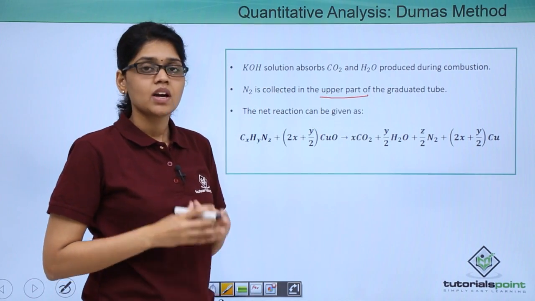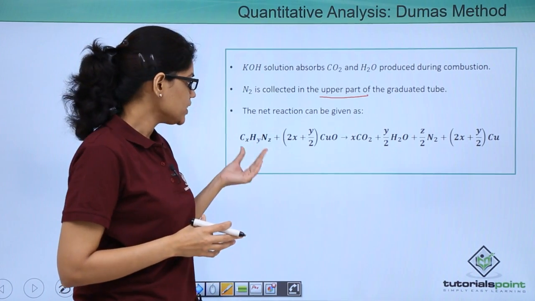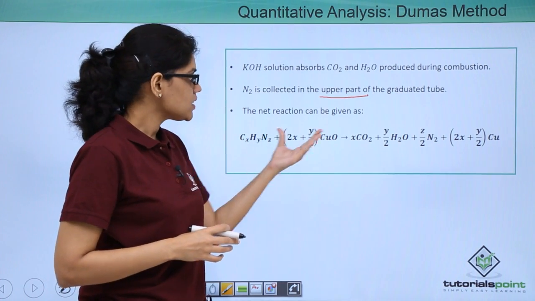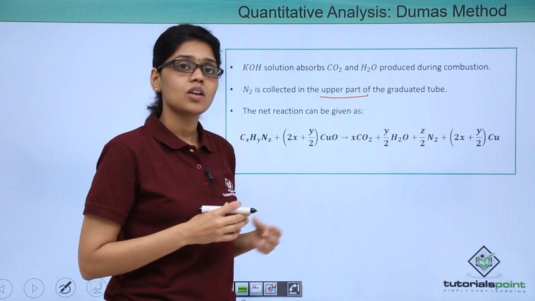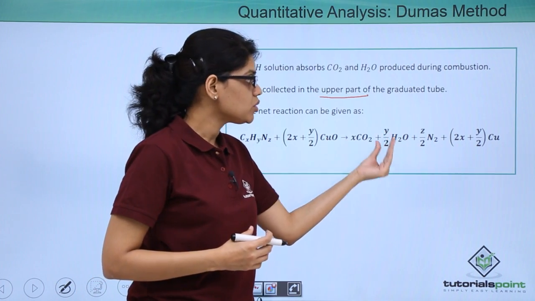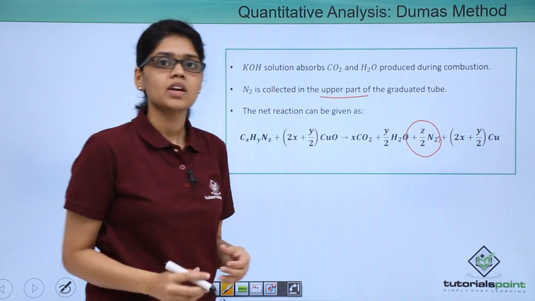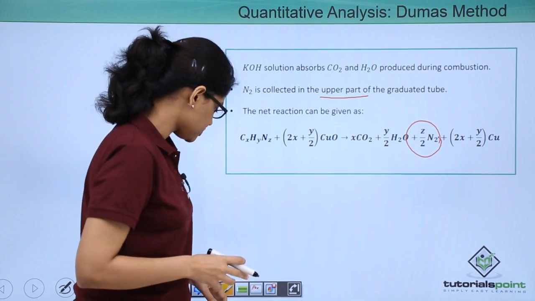Now the net reaction would look something like this, where we have our organic compound with the formula CxHyNz, and when this is heated with copper oxide, which gets reduced to copper, along with the formation of x moles of CO2 and y by 2 moles of water, you get z by 2 moles of nitrogen. Let's now have a quick look at the apparatus used in the Dumas method.